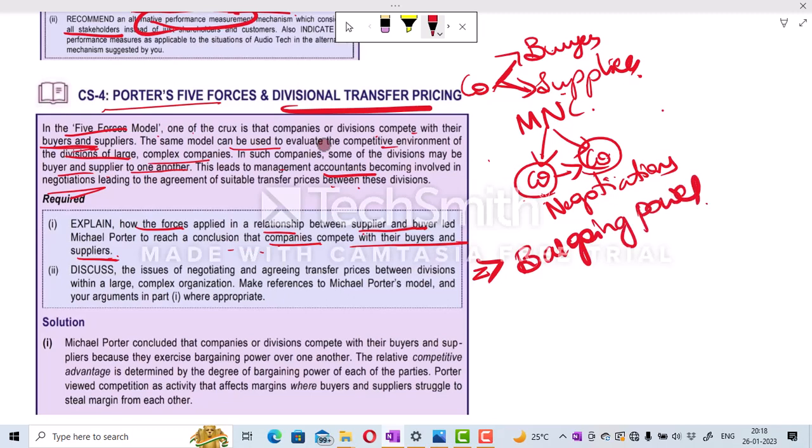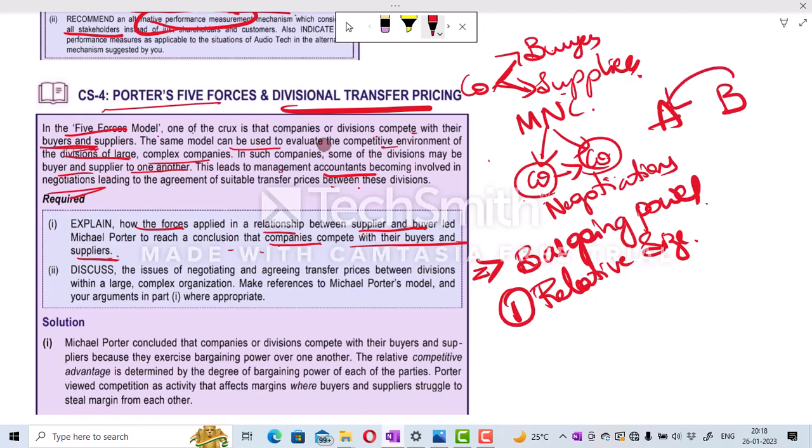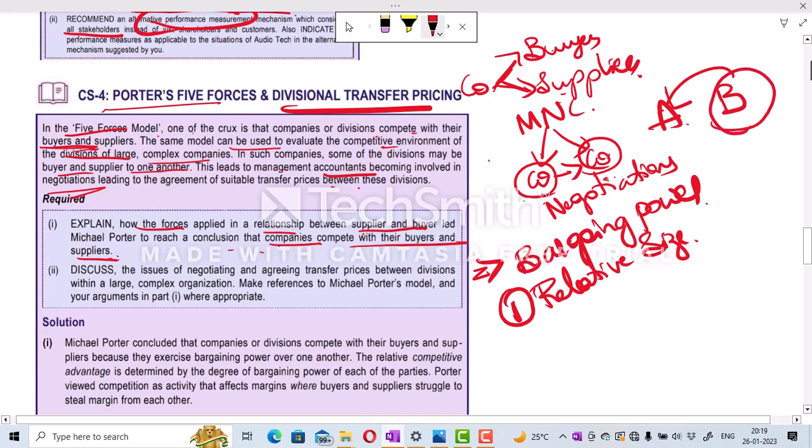But who will have that bargaining power? See, who has a relative size? If A is a supplier and B is a buyer, and B is a major buyer from A, A will not let B go from them. So in order to not let B go, it will offer heavy discounts. So B will have high bargaining power. Okay, relative size matters.